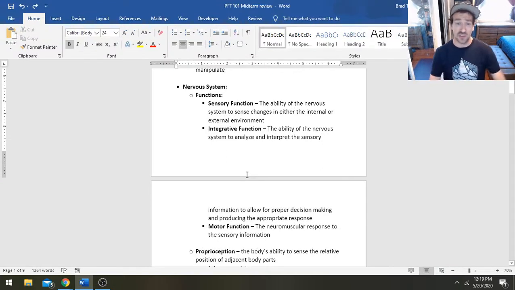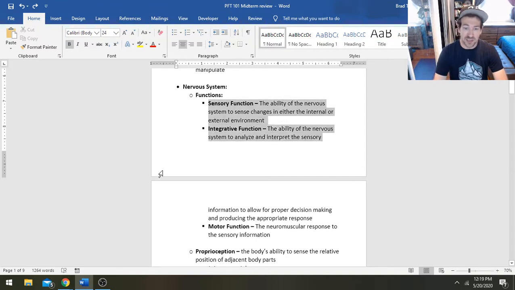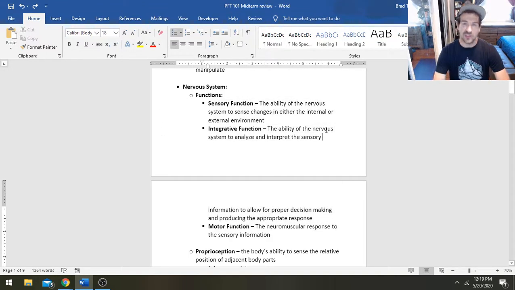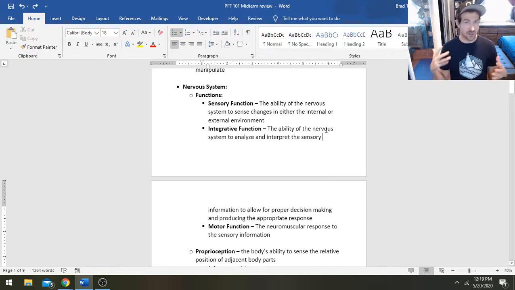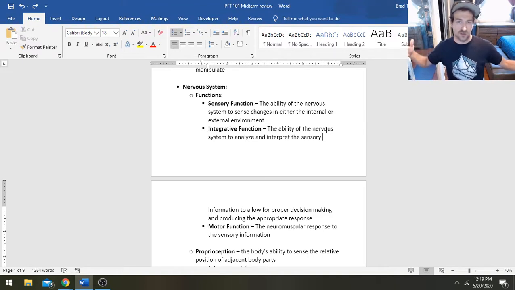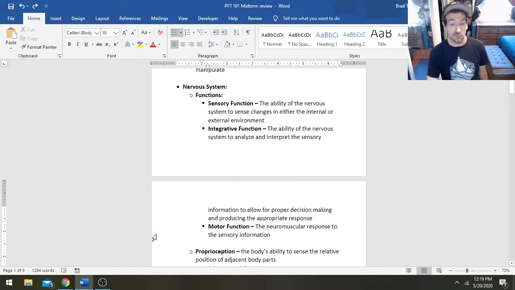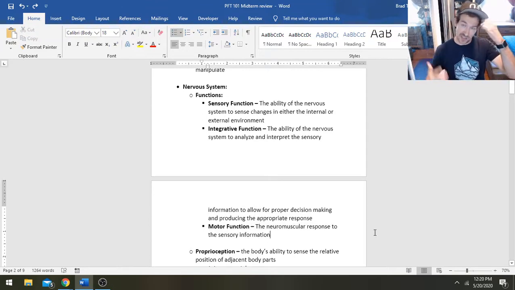If you're looking at your nervous system, its main function is going to be sensory, integrative, and motor function, right? Sensory function is sensing information, as information comes in towards the brain. You've got integrative function, which is where your brain is choosing what response is most appropriate. So if a muscle gets overstretched, the nervous system knows that that can lead to damage, so it'll send a signal to contract that muscle. And that last one is our motor function, right? That's the neuromuscular response to that sensory information.